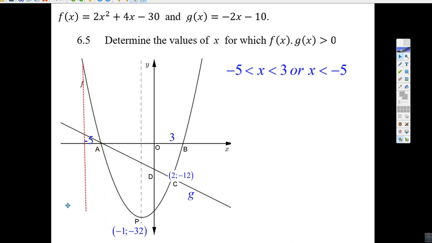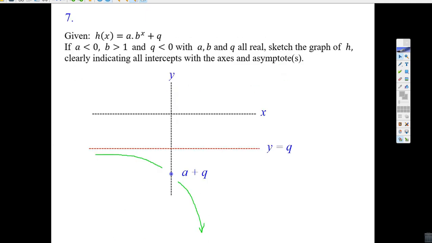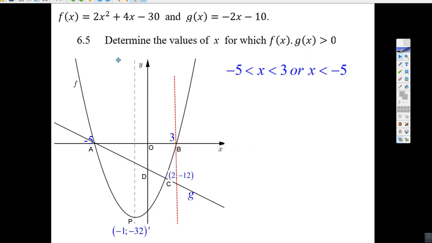Oh, and they're both positive here, so it works there. But it doesn't work at minus 5, but it works when it's smaller than minus 5. And that's the answer: x is less than minus 5, or in between, less than 3 and greater than minus 5. Is there another question? No, there isn't. So there is the end of the parabola question.